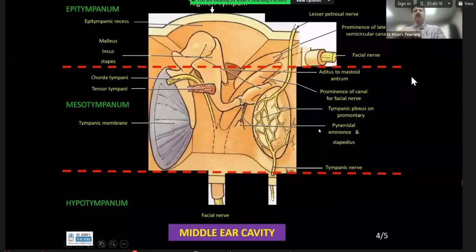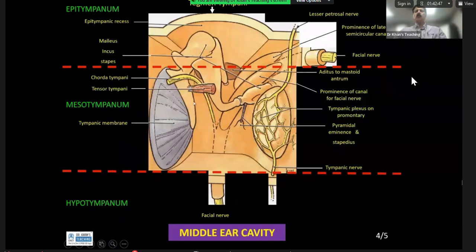So, with this background, this is a key diagram. Now you have to really concentrate, and part of it is going to be repetition. This is the main diagram on which you have to concentrate. Now, you are sitting in this. This is the middle ear cavity. On this side is the external ear. On this side is the internal ear.